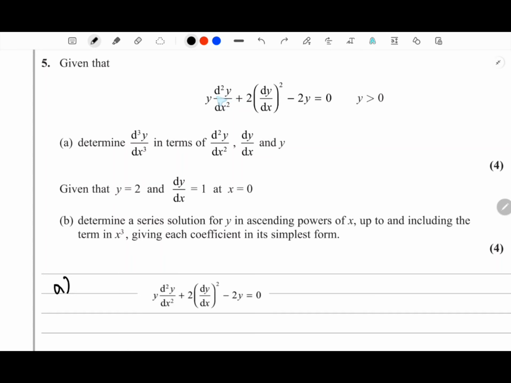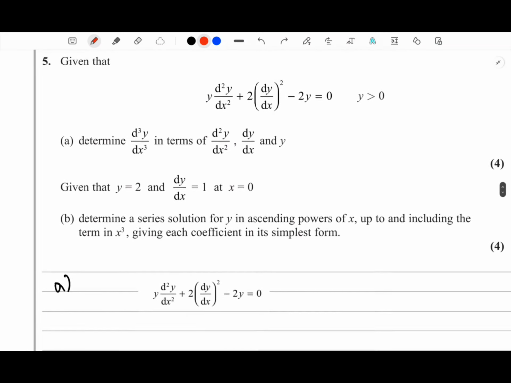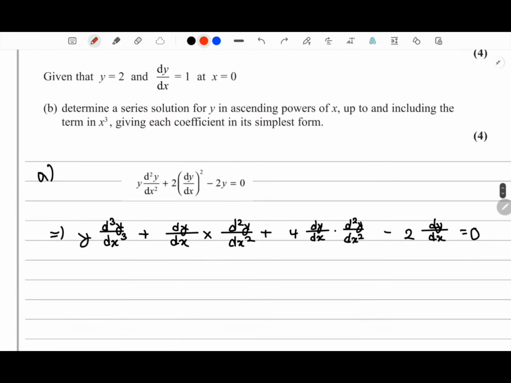For the first term, which is y d square y by dx square, we need to differentiate it using the product rule. At first, we need to differentiate y, and we use the formula with this as the u and this as v, and the differentiation for this would be u dv by dx plus v du by dx, and we apply that for the first term, and then we differentiate normally. The implicit differentiation we have learned in P4. So this is the first line we get.